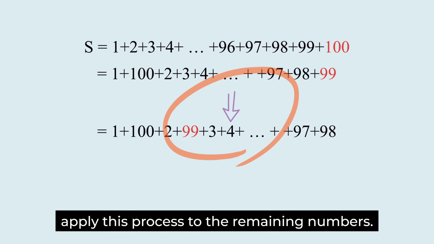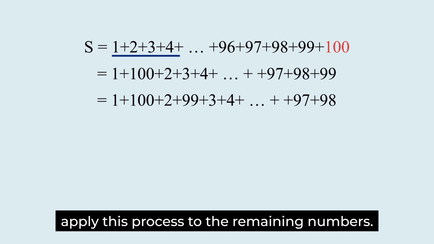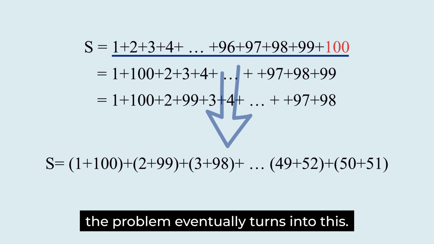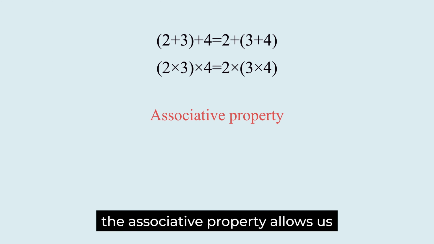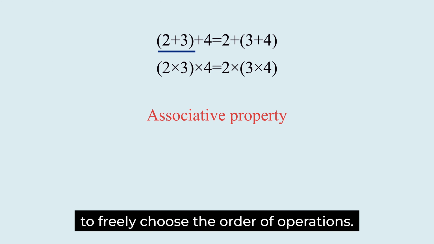Apply this process to the remaining numbers. The problem eventually turns into this. This problem is solved very easily. The associative property allows us to freely choose the order of operations.